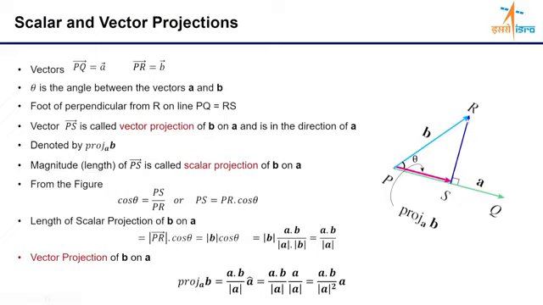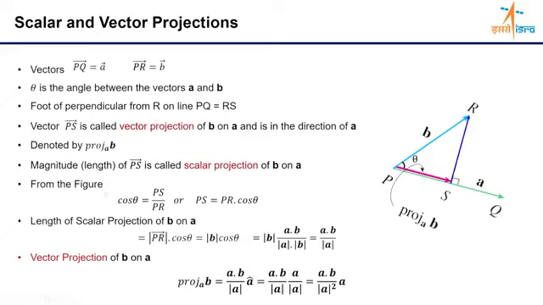If you draw a perpendicular from the head of the B vector onto the A vector, it will intersect somewhere here. So this vector, from the tail of the B vector to the foot of the perpendicular on vector A, is called the projection of B on A. This is the notation, meaning B can be projected along the A direction. This is the scalar projection.